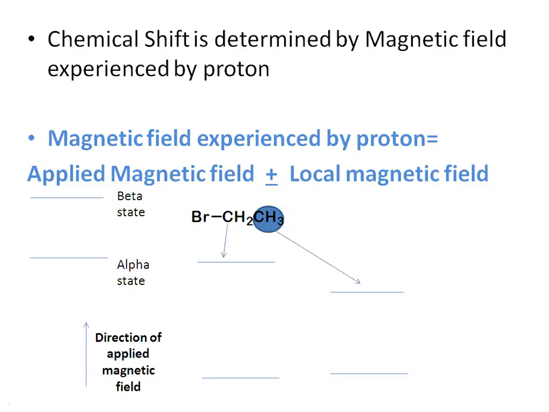Now why is this going to happen? This is going to happen because of the generated local magnetic field. So although you have applied a certain magnetic field which should cause the same gap between alpha and beta spin states of different protons, what additionally you have is a generated local magnetic field. So this local magnetic field will either act in the direction of the applied external magnetic field, or it will be against that of the external magnetic field.